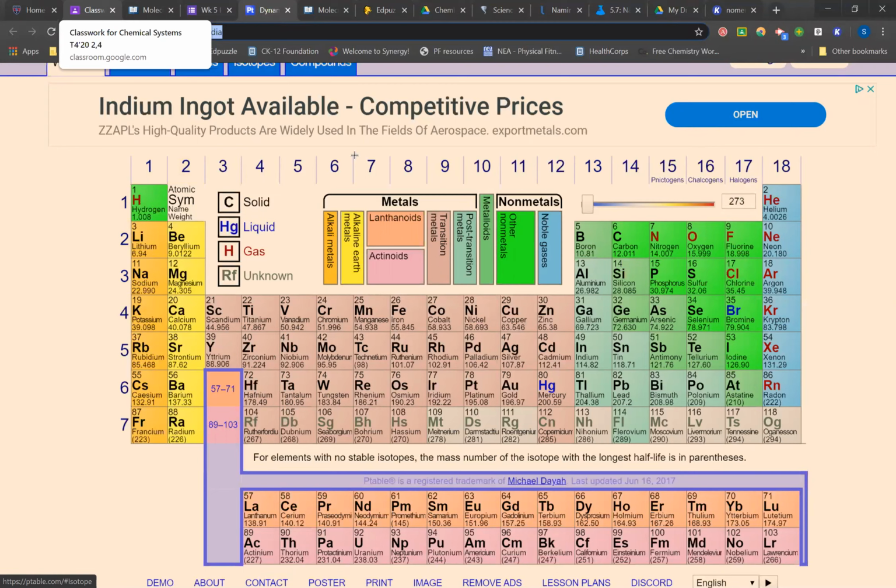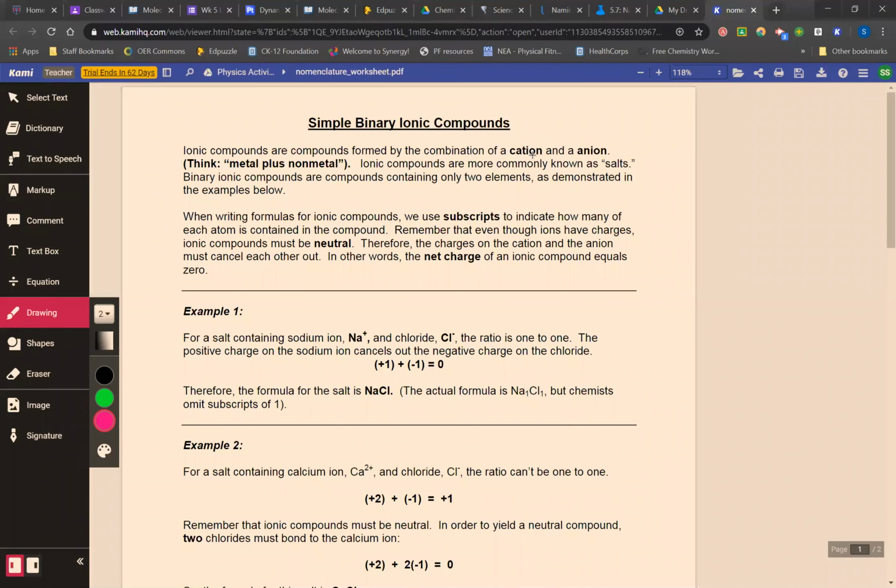So ionic compounds are compounds formed by the combination of a cation, that's going to be your metal, and an anion, the negatively charged nonmetal. This has been in the quizzes and exit tickets, so you might need to go back if this is all completely new and confusing to you. We've covered this in the past 3 days. So these are commonly known as salts.